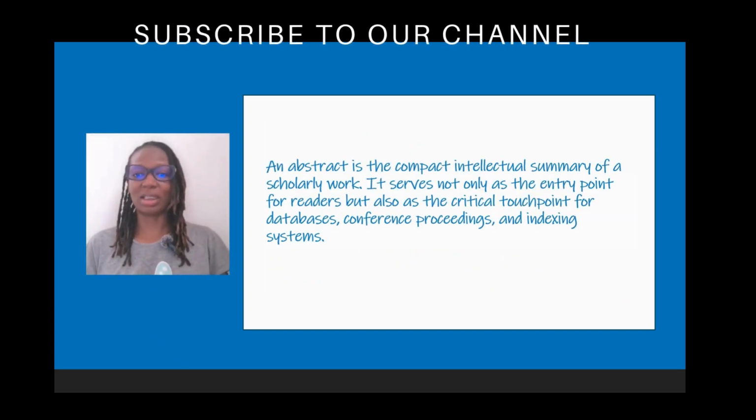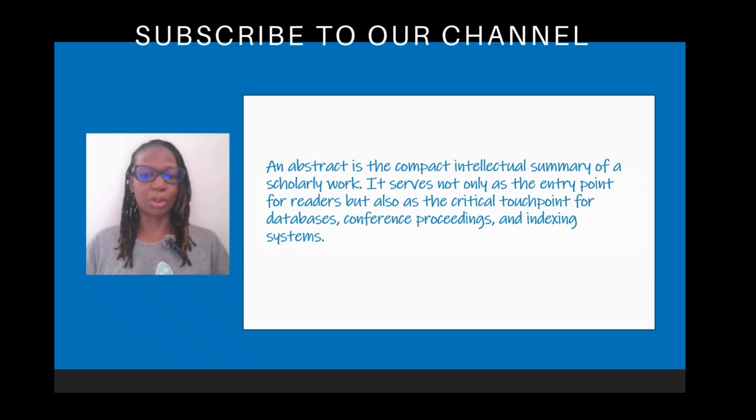Very quickly, what's an abstract? It's actually a compact intellectual summary of a scholarly work. It serves not only as an entry point for readers, but we use it as a critical touch point for databases, conference proceedings, and even indexing systems. So that's why the first thing you'll come across when you want to check if this paper or this study is relevant for your literature review, you will be looking at the abstract very quickly. And if it doesn't sell it for you, you have to move on to the next, because you can't be reading the entire work. But if the abstract gives you the basic information, then you tell yourself, oh, this is good, and I will be citing and using this material, and I will be reading the full content to pull out extras from it and cite appropriately.